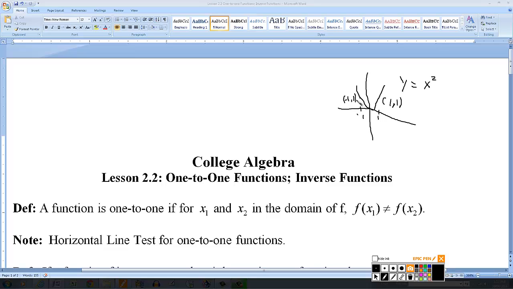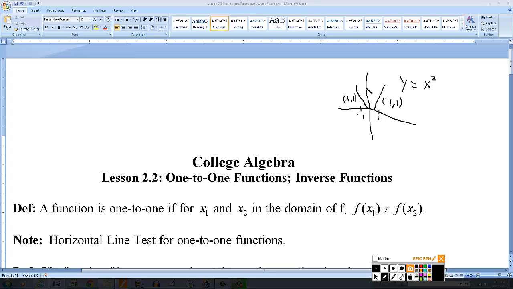This parabola is a function. For every x, there is just one value of y. A vertical line crosses the graph at 1 point. But notice that when y is equal to 1, this point is (1, 1), and over here, the point opposite that is (-1, 1). So when y is equal to 1, the x value can be 1 or -1. So this is not a one-to-one function. To be one-to-one, for every y, there has to be one value of x.